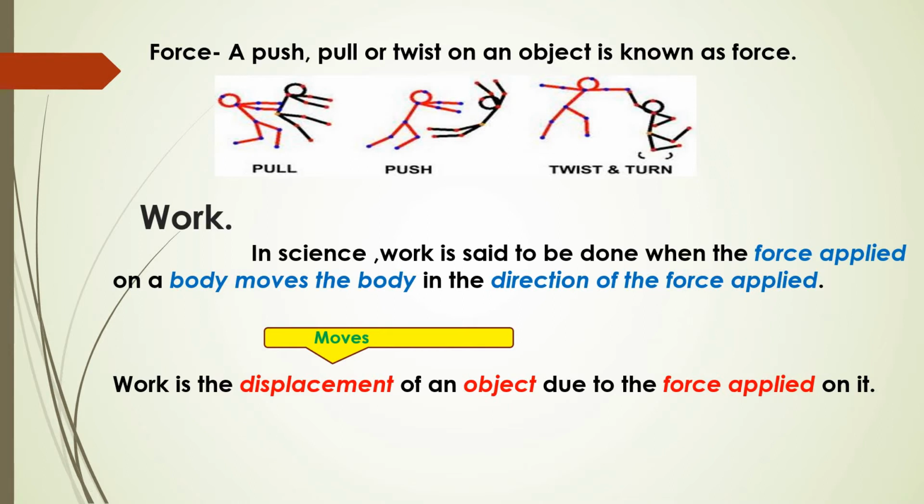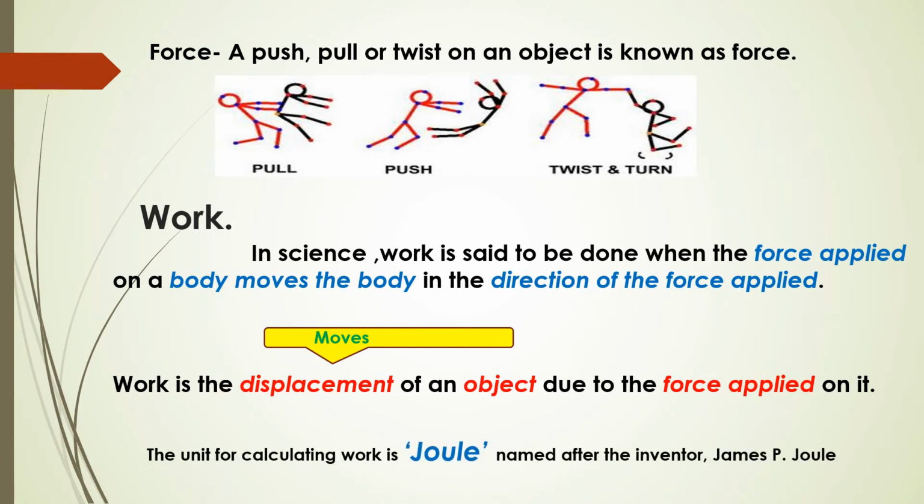Now, like any other thing, like weight are measured by grams and kilograms. So grams and kilograms are units. In the same way, volumes are measured in centimeter cube, liter, milliliter, etc. In the same way, work also needs to be measured, and it also has its own unit. The unit for calculating work is joule, and this joule unit is named after the famous inventor James P. Joule. So what is the unit for calculating work? Joule.